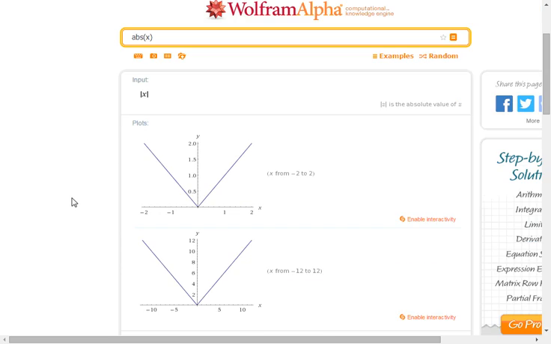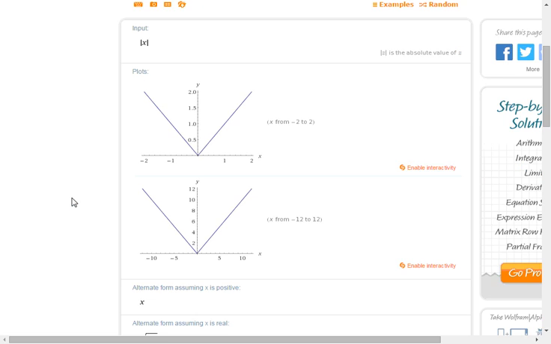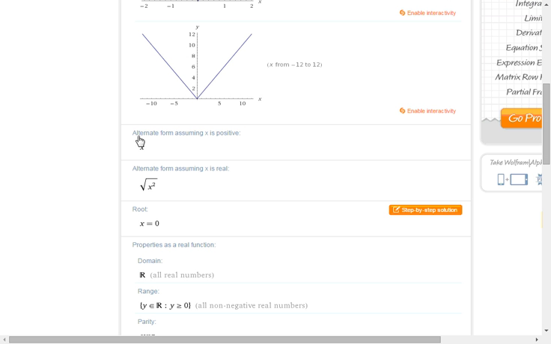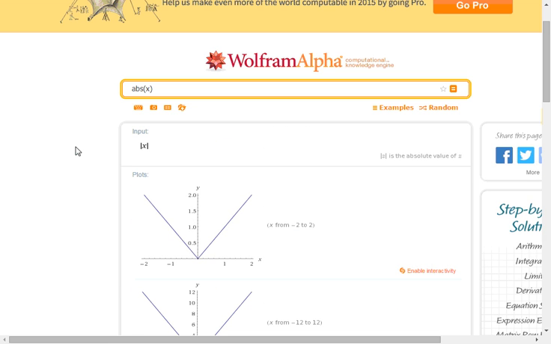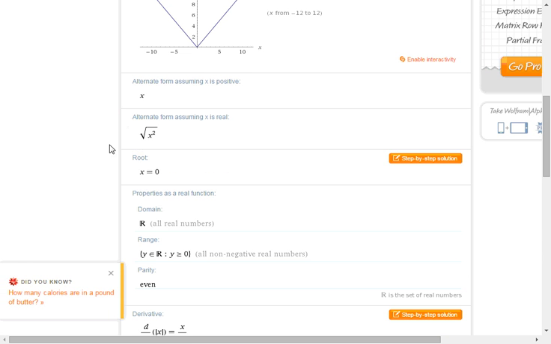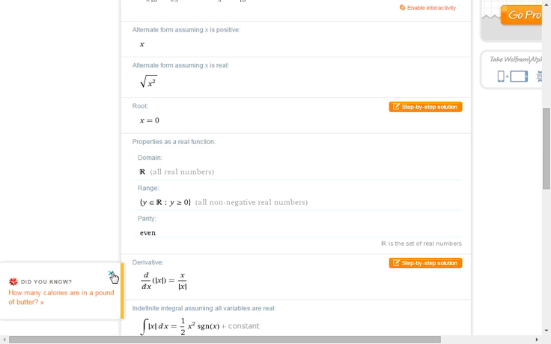And Wolfram Alpha goes through and says, here's a whole bunch of graphs of it. This is a graph with a scale that goes up to 2. Here's a graph where it goes up to 12. Here is the alternate form, assuming x is positive, as in, if x was positive, your absolute value would be the exact same thing as x. Here's another way to write that. Here's another way. I didn't need to know how many calories are in a pound of butter. Anyway, this is the root for that equation. The domain is all reals. Look at this thing. It answers everything possible about absolute value, because it doesn't know what you want to know.